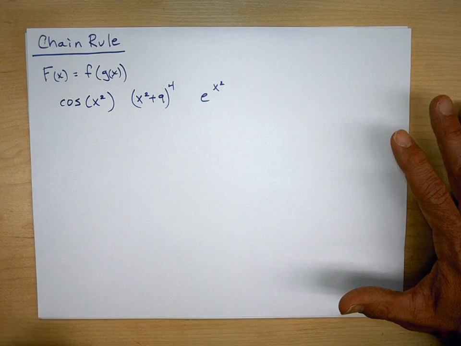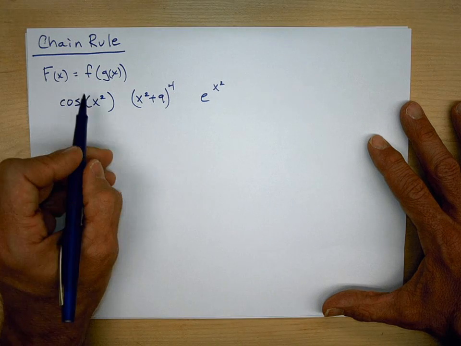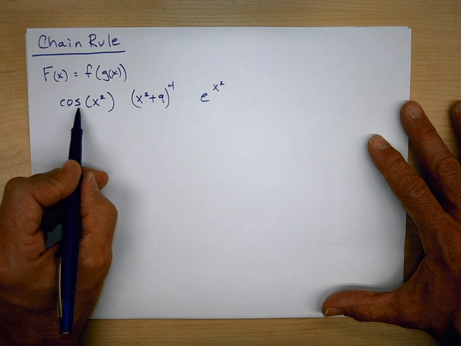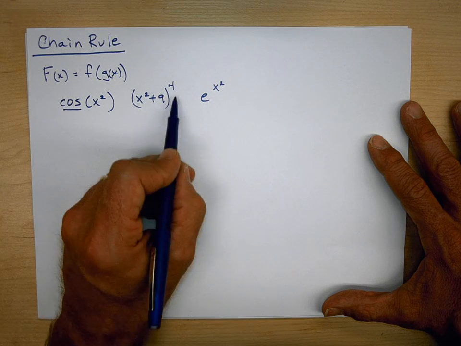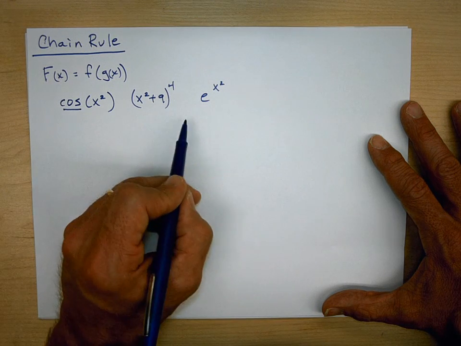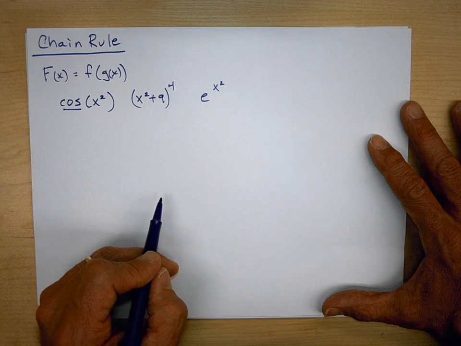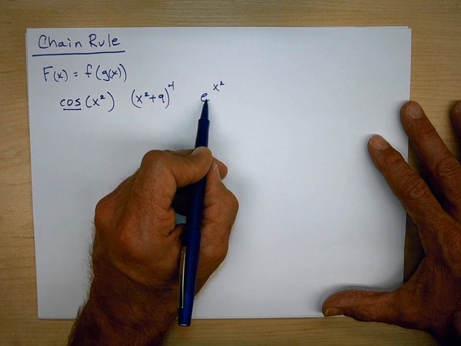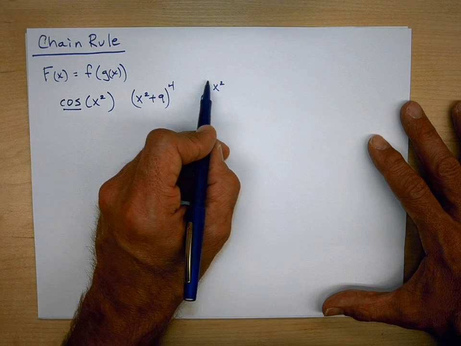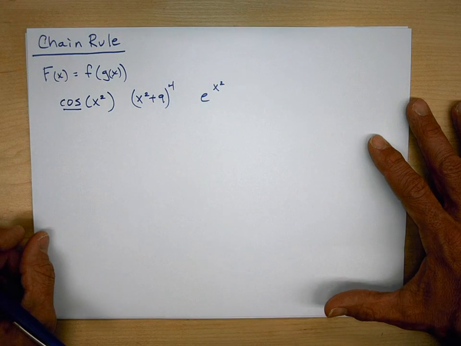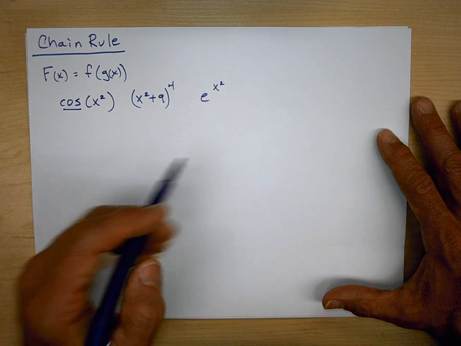These are all examples of compositions of functions. So the outside function here would be cosine, and the inside function is x squared. The outside function here would be x to the fourth. The inside function would be x squared plus 9. And in this case, it's e to the x squared, so the outside function is e to the x, and the x squared replaces the x in the definition of e to the x.